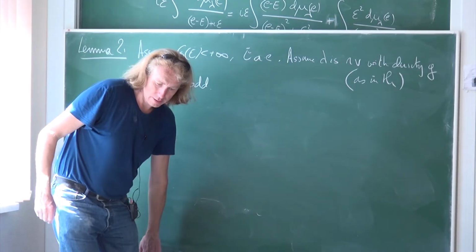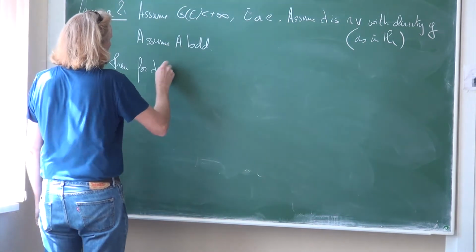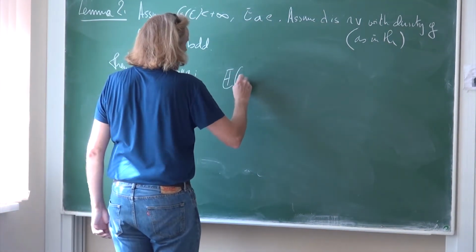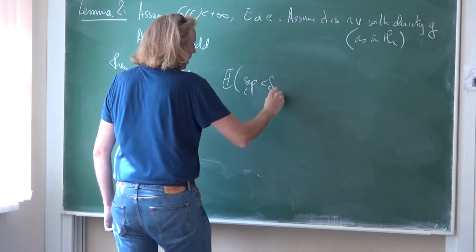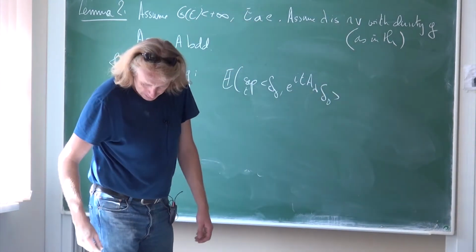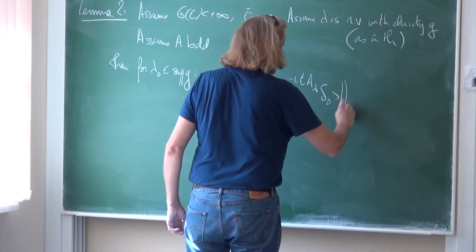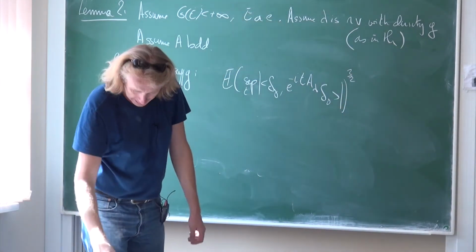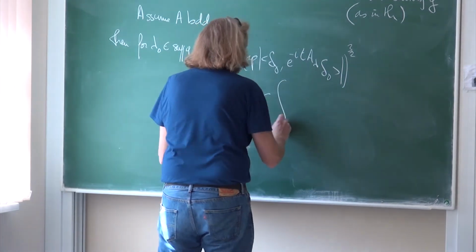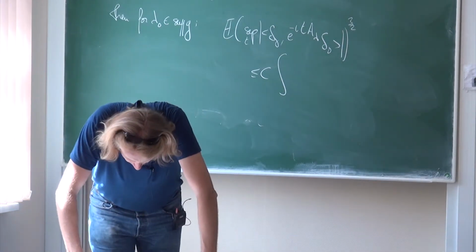Then for lambda 0 in the support of G, we have that if we look at the expectation of the supremum in time of delta gamma e to the I t a lambda delta 0, take this to the power 3/2, this expectation to the power 3/2 is bounded from above by a constant times the integral over k, where k is going to be some large compact, but I didn't write down.